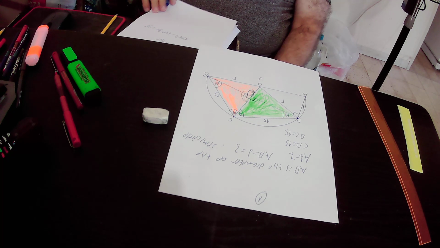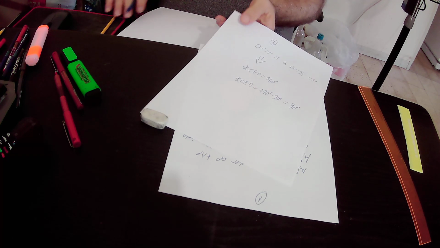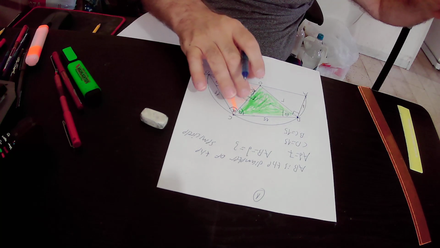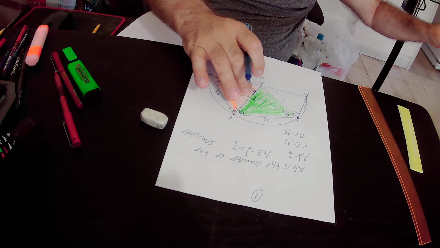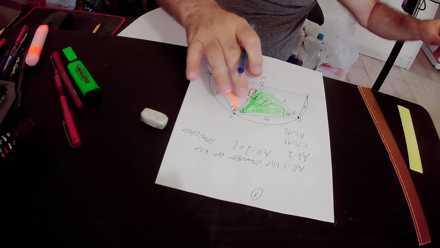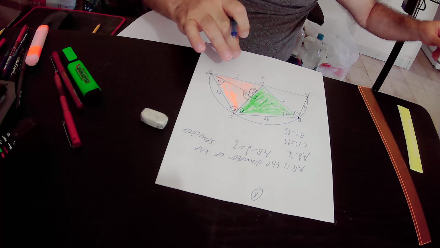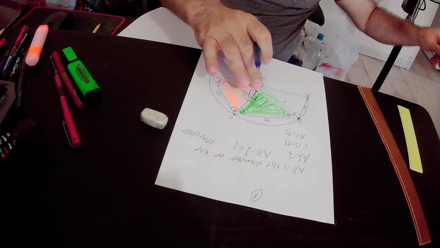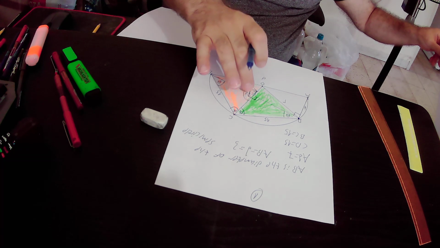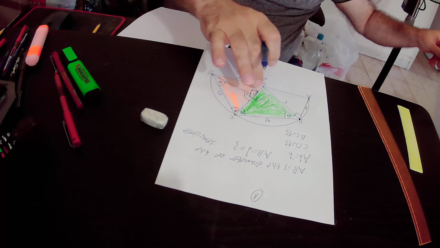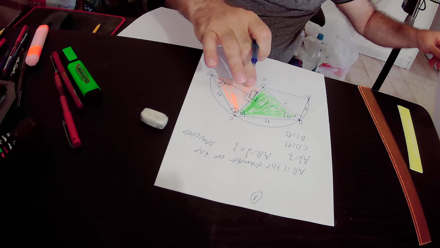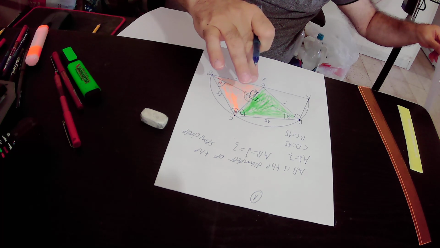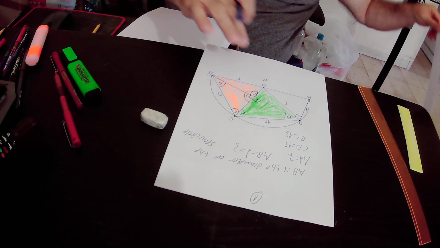Okay? Again, angle OEB equals 180 degrees minus this angle, because this angle plus this angle equals 180 degrees. So 180 degrees minus 90 degrees must be equal to the size of this angle, that is 90 degrees. So angle OEB equals 90 degrees.